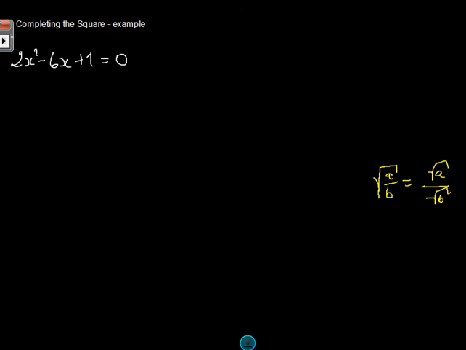I will show you how to complete the square in a number example this time. So, we said that we want to isolate the x squared term first. That's what we want. In order to achieve this, I will need to divide this equation by 2. 2x squared divided by 2 is x squared, minus 6x divided by 2 is 3x, 1 divided by 2 is a half, and 0 divided by 2 is 0.